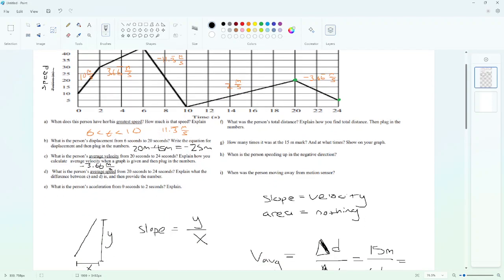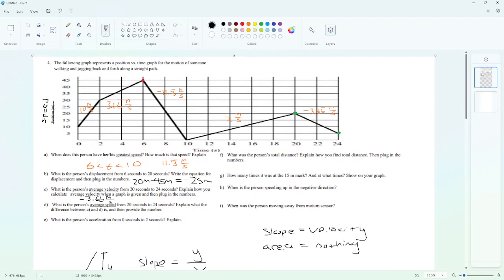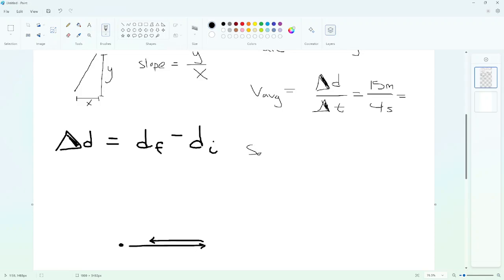Let's see. What is the person's average speed from 20 seconds to 24 seconds? We just did that? No. What is the person's average speed? Okay, cool. So the average speed is going to be different from average velocity only in that average speed is calculated using distance rather than displacement. So speed average is going to be equal to d over change in t.